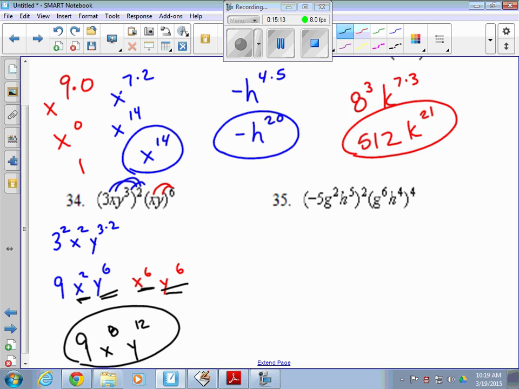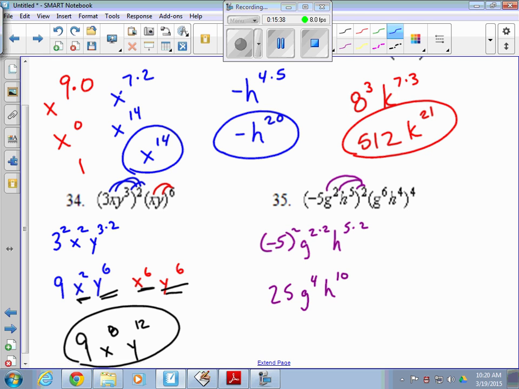Everything on the next one gets the second power. Negative 5 gets the second power. g squared gets the second power, so 2 times 2. And h to the 5th gets the second power, 5 times 2. Negative 5 squared, negative 5 times negative 5, 25. g to the 2 times 2, g to the 4th. h to the 5 times 2, h to the 10th.